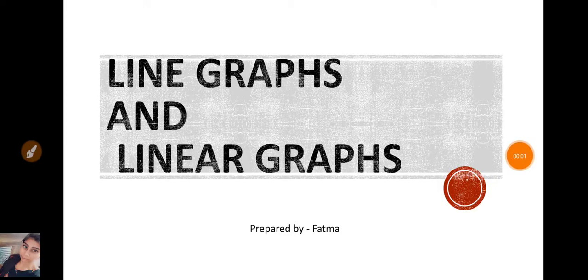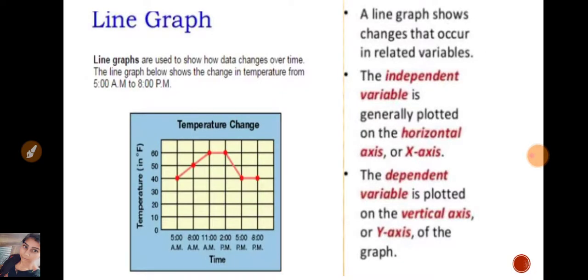So today we will start with the chapter line graph and linear graph. So the very first thing, let us first understand what we mean by line graph. Line graphs are used to show how data changes over time. So the graph which shows the following, you can see just a graph here.